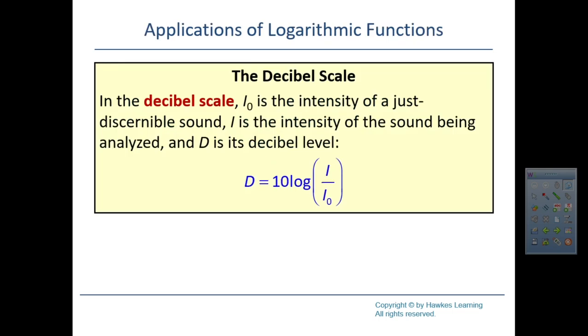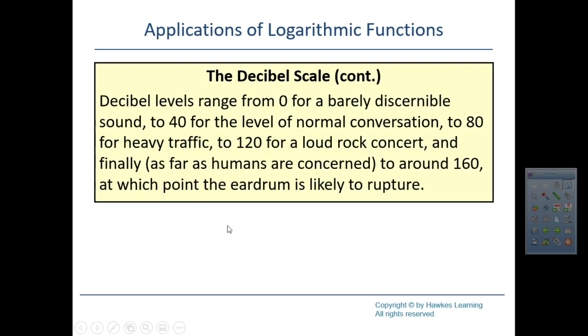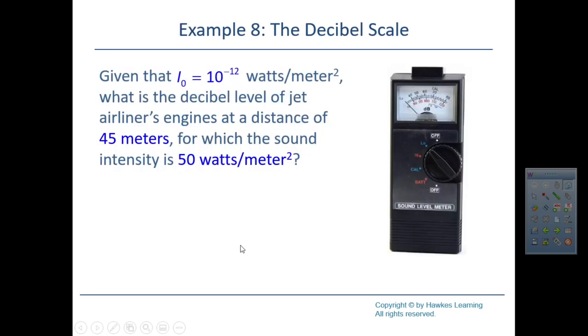Alright, so we also will have our decibel scale, where I means intensity. This I sub-zero just means your initial intensity, the barely discernible sound. I is the intensity of the sound being analyzed, and D is its decibel level, right? So you're looking for the decibel level based off of this formula, and decibel levels range from 0, barely discernible sound, up to high levels. So it's just telling us what's bad and what's good.